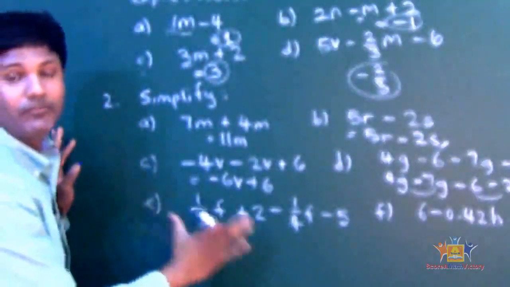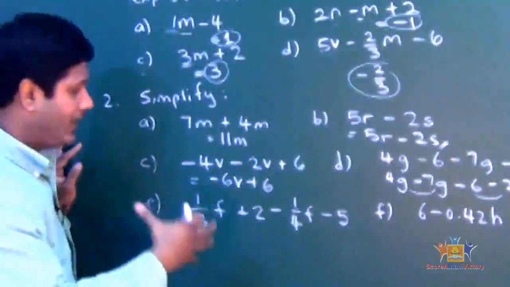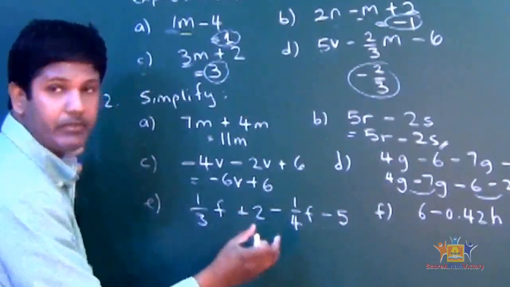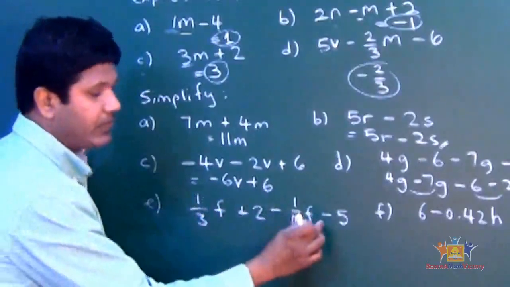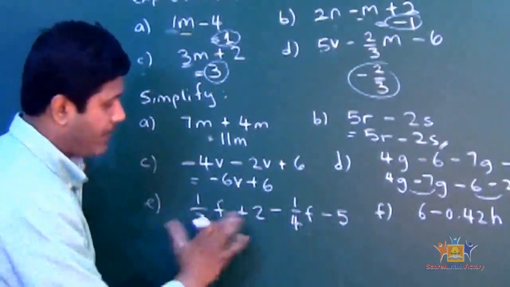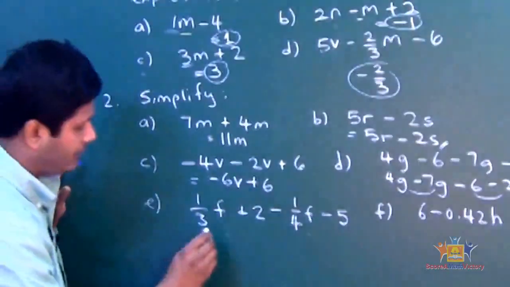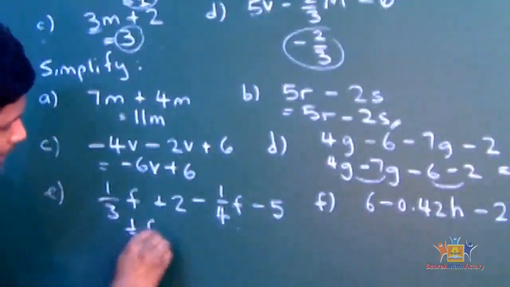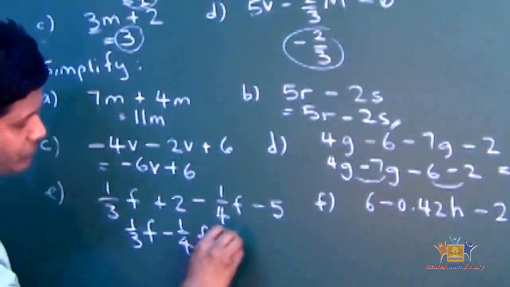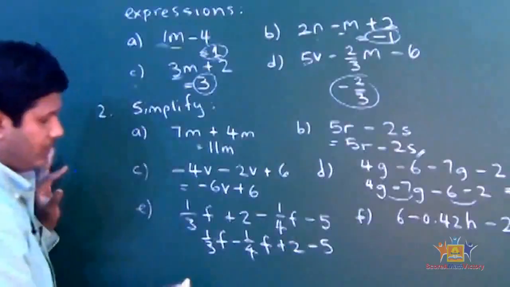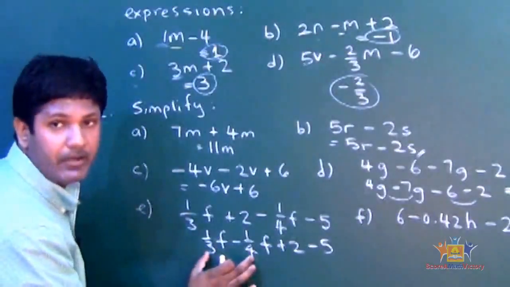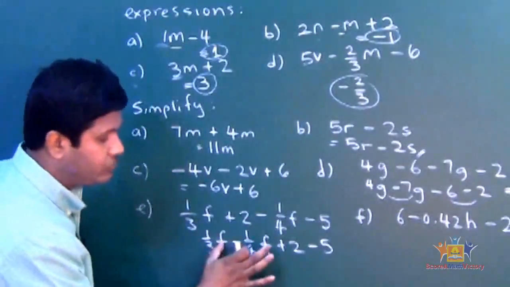Let's look at this one. Now I'll give you the form of fractions. Doesn't matter, no matter what form I give you, these are just numbers. These coefficients are numbers. The unknowns are the ones you want to consider. They're both common, which means I can combine these two. So I'm going to put 1 over 3 f minus 1 over 4 f plus 2 minus 5. They're not common denominators, so I'm going to find the common denominator.